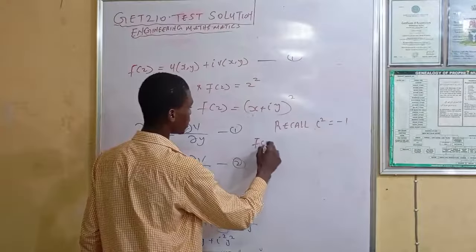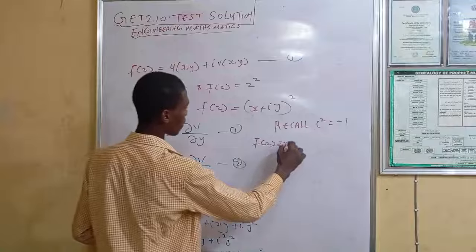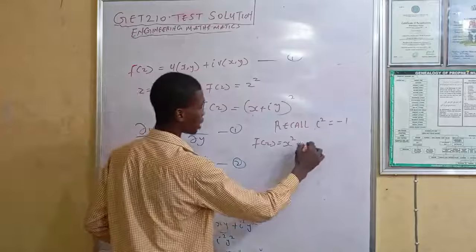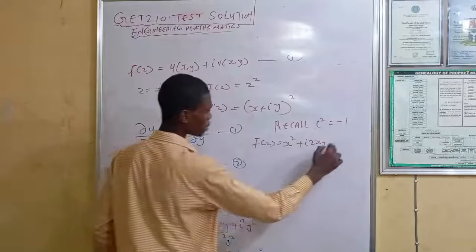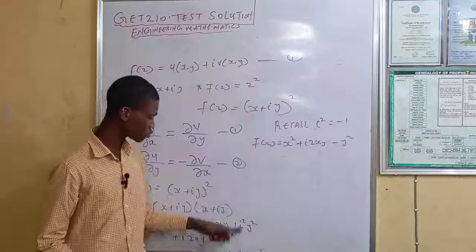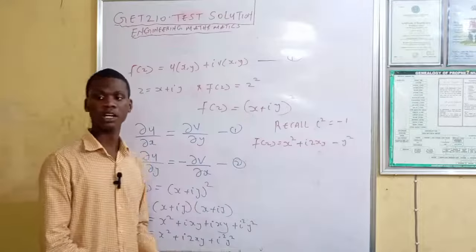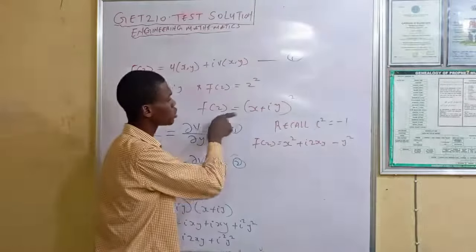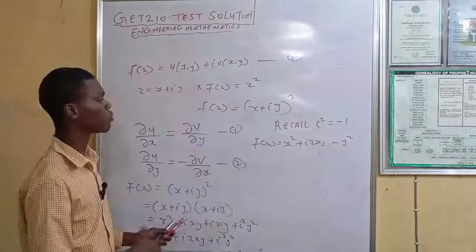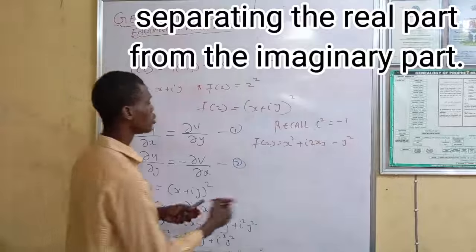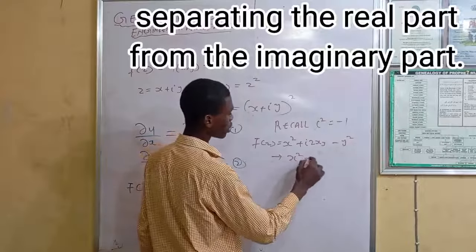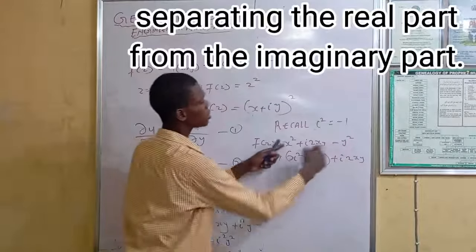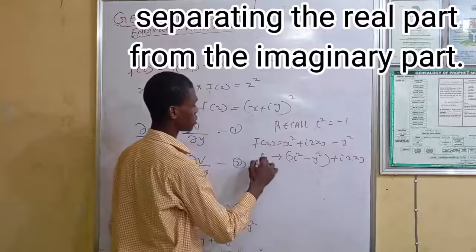I'm saying that f of z is equal to x squared. Nothing is changing aside from i squared. Plus what? 2ixy minus y squared. We substituted i squared to be minus 1. As we know, under Cauchy-Riemann's equation, we are going to have our real part and our imaginary part. That is what led me to this: I have to separate the real part from the imaginary part. So the only way I can do that is x squared minus y squared plus i 2xy. This and this can come together, then this should stand on its own.